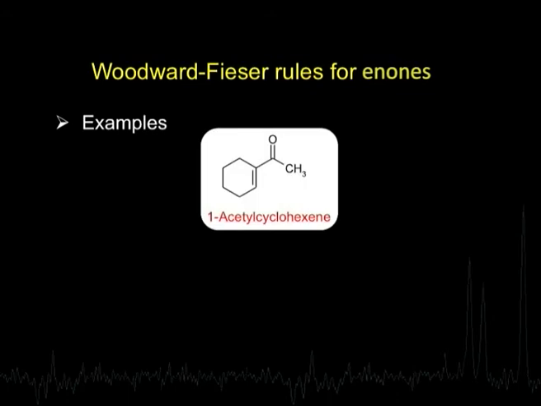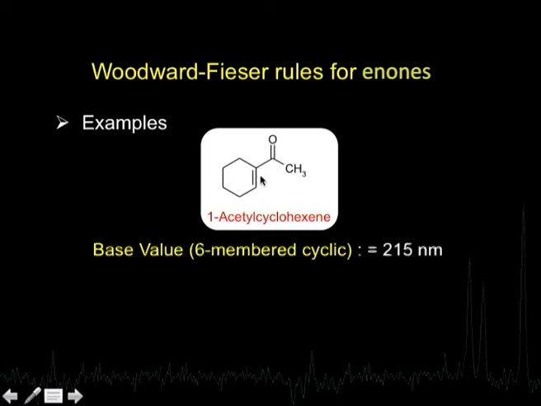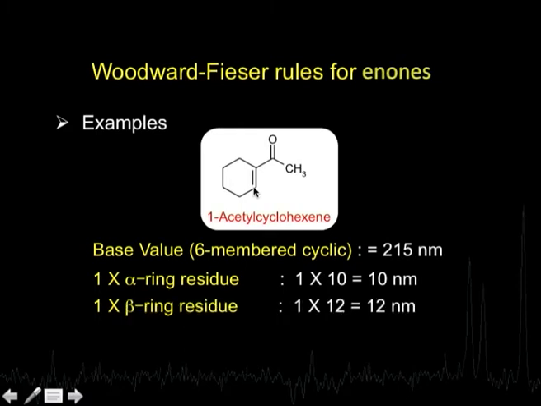So in this molecule, how do we go about it? In this case, this is my basic chromophore again, and it is a cyclic system. The base value will be 215, because it is a 6-membered cyclic system. Now this is my carbonyl, and this is the alpha position. At alpha position we have a ring residue, and we have a ring residue at beta position. So there are only two substituents: the alpha ring residue gives me 10 nanometers, the beta ring residue gives me 12 nanometers. Adding these gives me 237 again. So there are molecules which are very similar, and that's why they give similar lambda max positions.